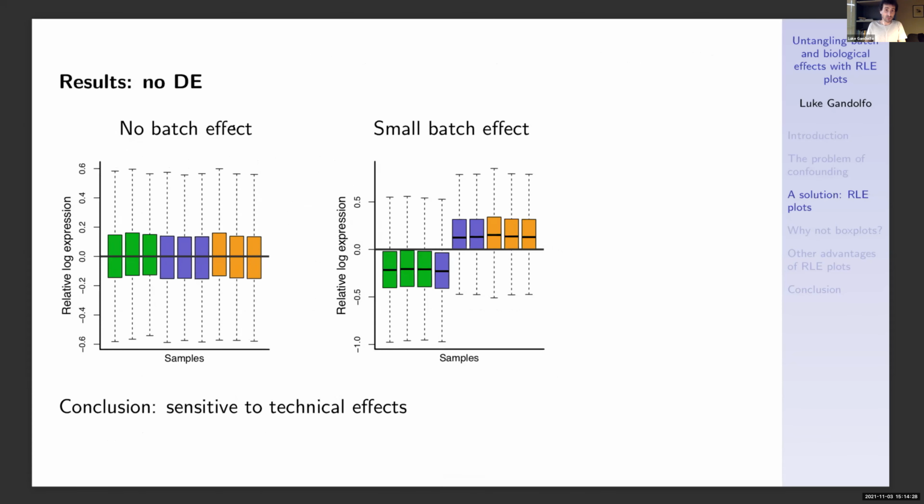So here are the results when we have no differential expression in the data, no biological effects. If there's no batch effect, then the RLE plot looks as it should. The boxes are centered on 0 and they're roughly the same size. And if we insert a small batch effect, cutting the samples into 2 batches, these samples in one batch and these samples in another batch, we see the batch effect clearly stands out in the RLE plot. So this suggests the RLE plots are sensitive to technical effects. Well, great. So at least we're in business on that front.